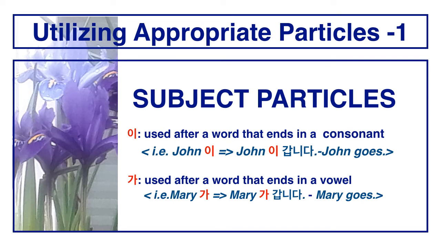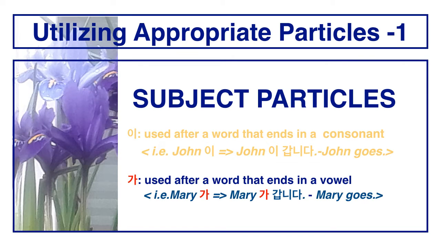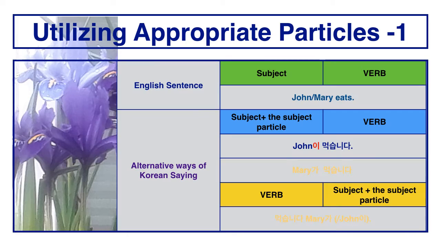Here are examples. There are two subject particles I'm going to use. One is 이 and the other is 가. 이 is used after the word which ends in a consonant, and 가 is used after the word which ends in a vowel. For example, English sentence John goes is written as John이 갑니다 because John ends in a consonant, or Mary goes is written in Korean as Mary가 갑니다.